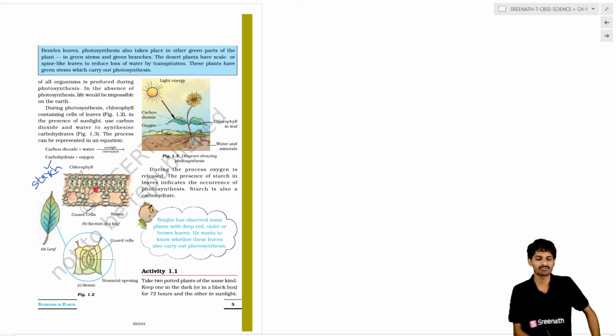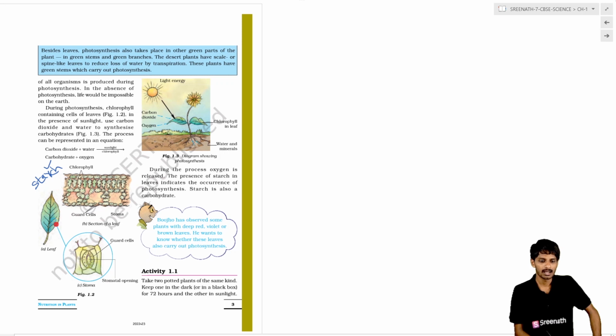Now this is the picture of a section of a leaf. What is a cross section of a leaf? In this, the green color pigments are called chlorophyll, and these small holes are called stomata, which are used to inhale carbon dioxide and to release oxygen. And around these small holes there are some cells, we call them guard cells.